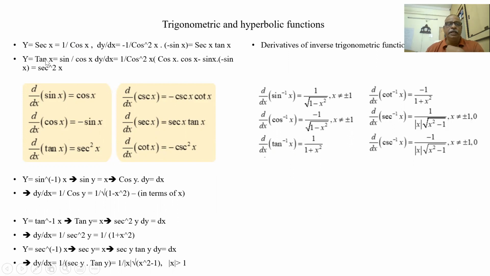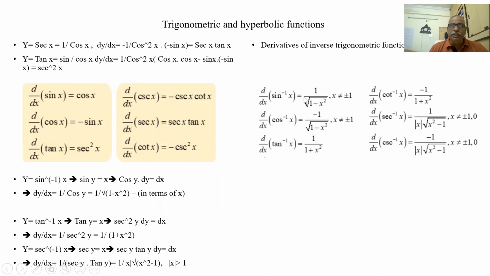So similarly, let us see for tan x. Tan x is sin x by cos x. So it is cos x into cos x minus sin x into minus sin x, by cos square x. So cos square x plus sin square x is 1. So this is 1 by cos square x, that means secant square x. So similarly, we can prove for others also, either using the u by v or the 1 by u formula.